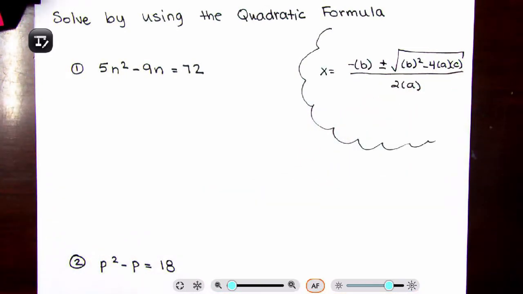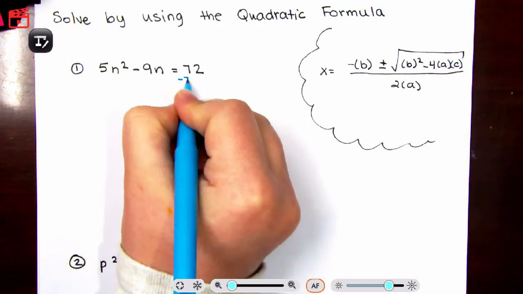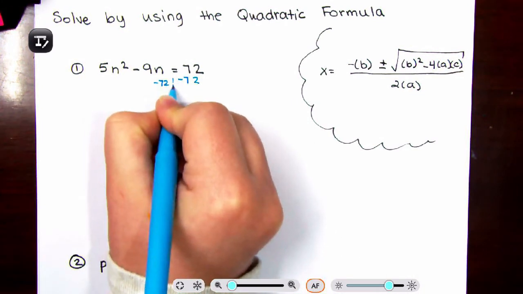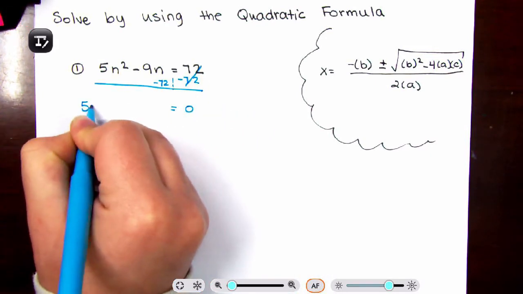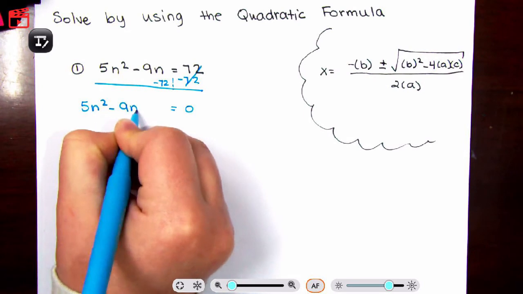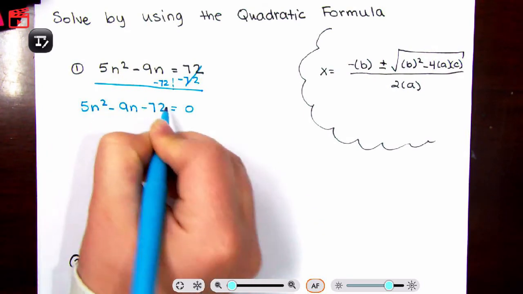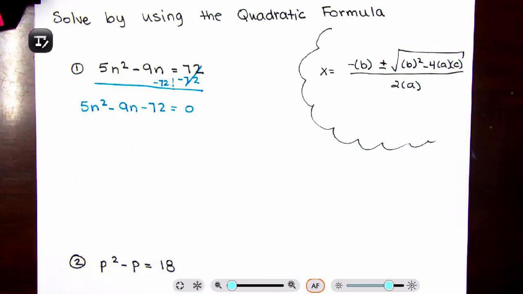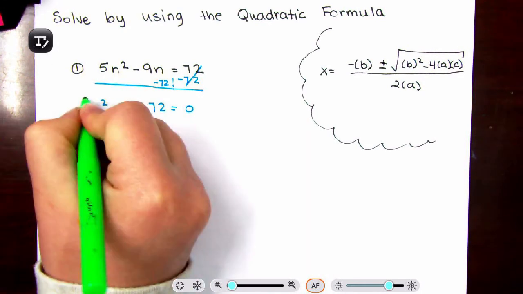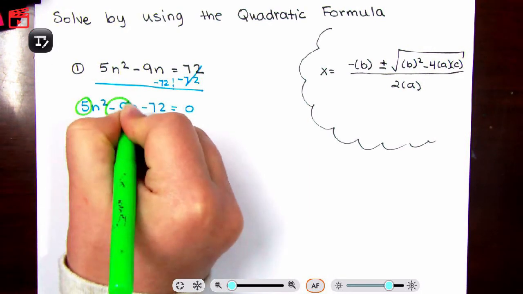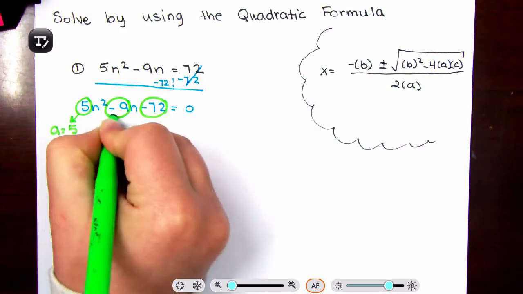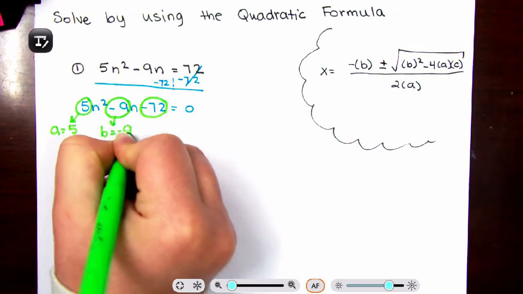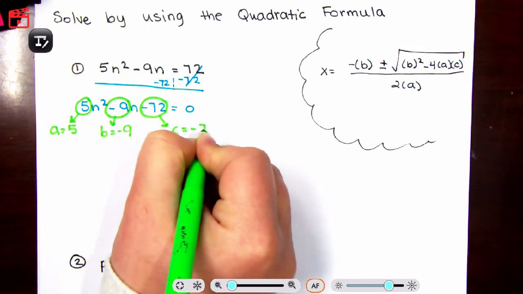So what I like to do is, first of all, you need to have all of your terms on one side. So I'm going to move over 72 by subtracting 72 on both sides. So you're going to have 0 equal to, and your equation needs to be in standard form, so decreasing exponent value: 2, 1, 0, and you're good. You need to identify your ABCs. Now make sure when you're identifying your ABC, you take the symbol in front of the number. So here I have A is 5, B is -9, and C is -72.